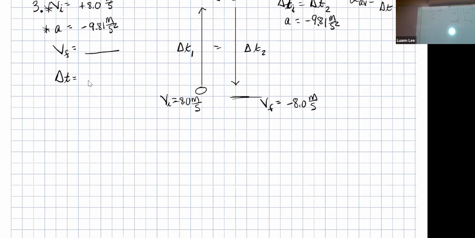So the time is going to be the final velocity minus the initial velocity divided by acceleration. That's going to give you one of the times, either up or down, but both times are equal, so you can multiply by 2. So VF minus VI over A is going to give you the time, and that's the time for one trip, but it asked you for the round trip. For displacement? Yeah.